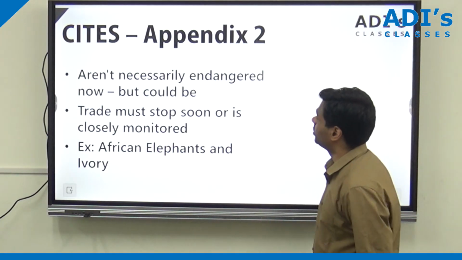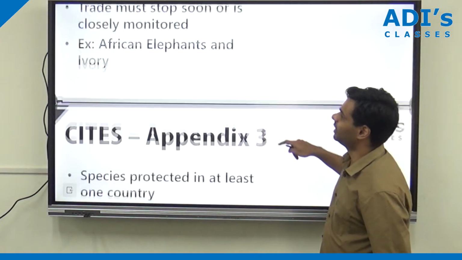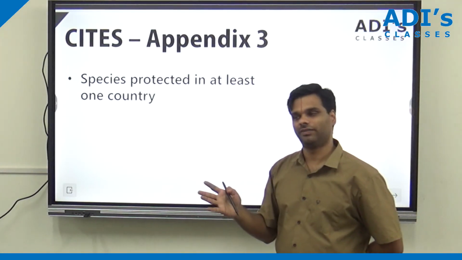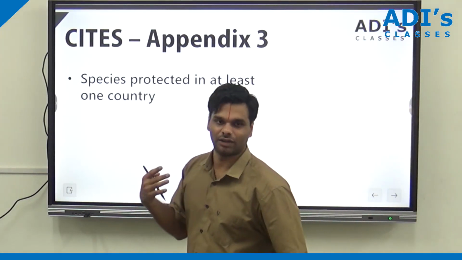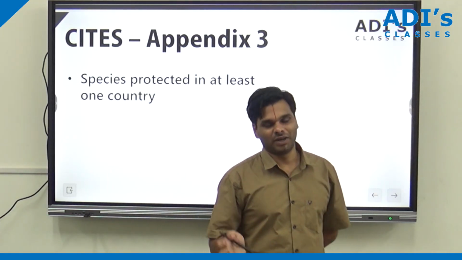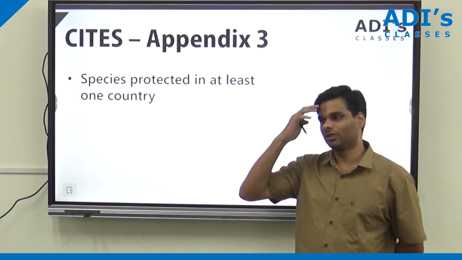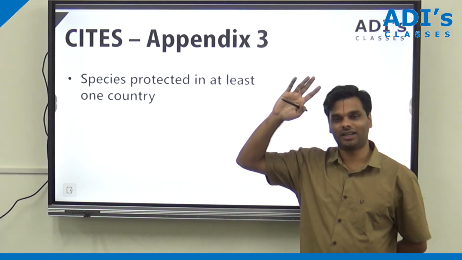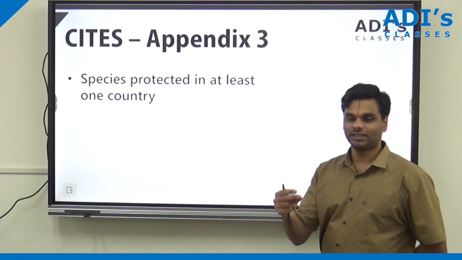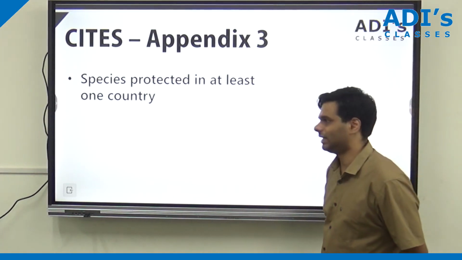All these National Geographic videos you would have seen. So appendix 2 is not necessarily endangered, but must be closely monitored. And an example is African elephants. We have almost 400,000 African elephants today. Correct? That's not a very small number. But we had this discussion. Compared to what was there in 1500, it is a minuscule population. And if it continues like this, that will also become endangered.